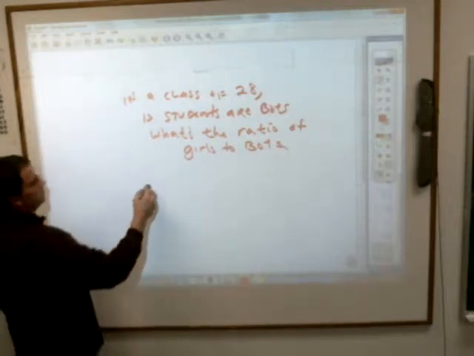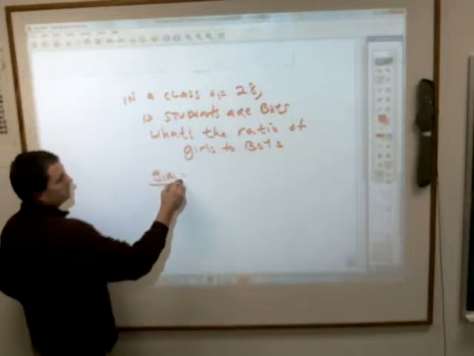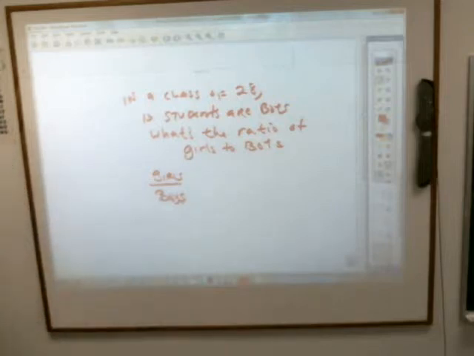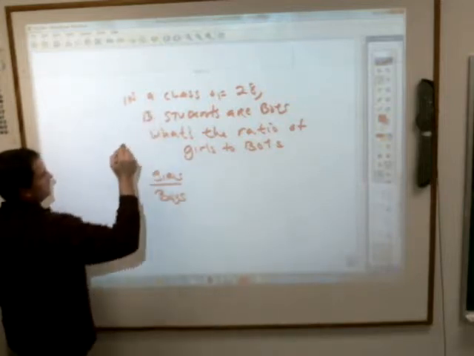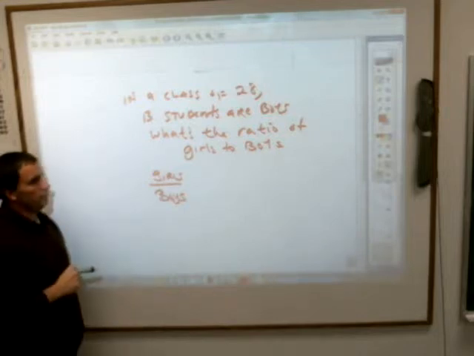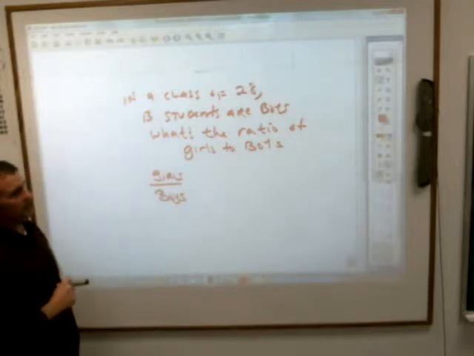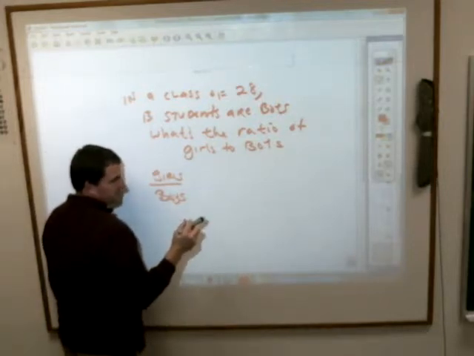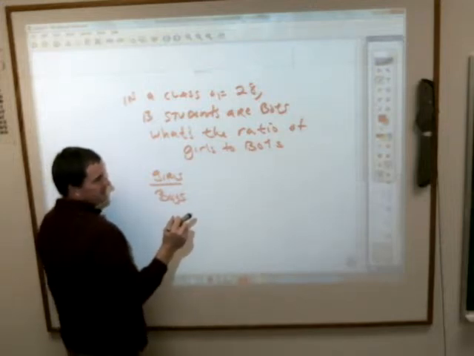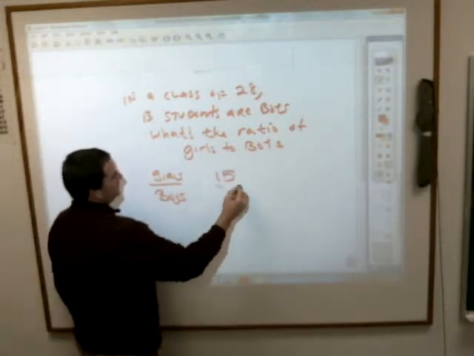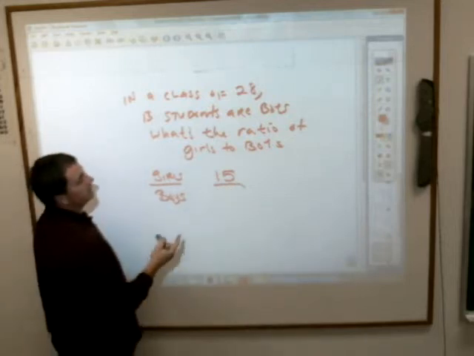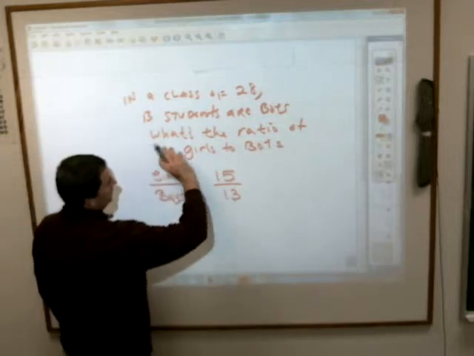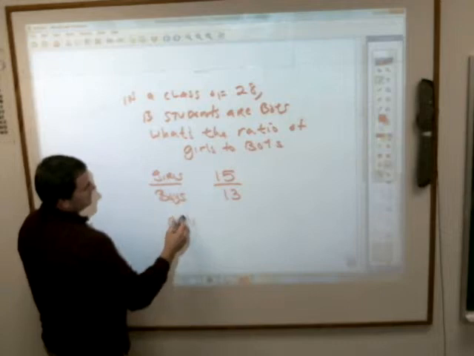So if you write it out in words, you want it like this. You want the number of girls over the number of boys. So if 13 students are boys, how many girls would there be? Sometimes you've got to do a little figuring here. If 13 out of 28, Christine, are boys, how many girls are there? 15. Out of how many? 28. How many are boys? 13. Okay.